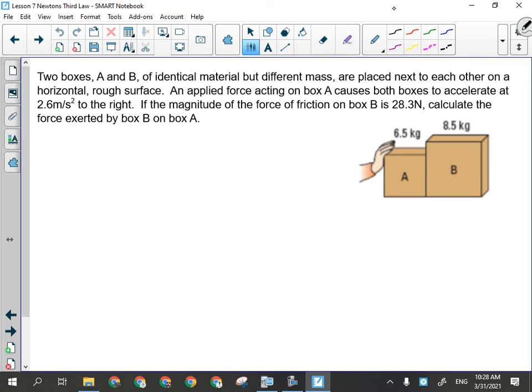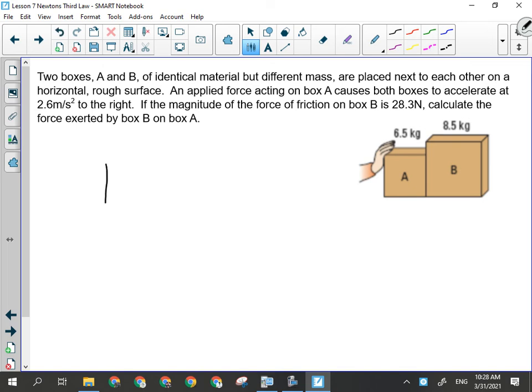All right, so looking at this diagram, there's an applied force acting on box A, but they don't tell me what it is. What other force or forces are acting on box A? Friction and B pushing back on it. Gravity is too, but it cancels out with the normal force, right? But B pushing back on A.